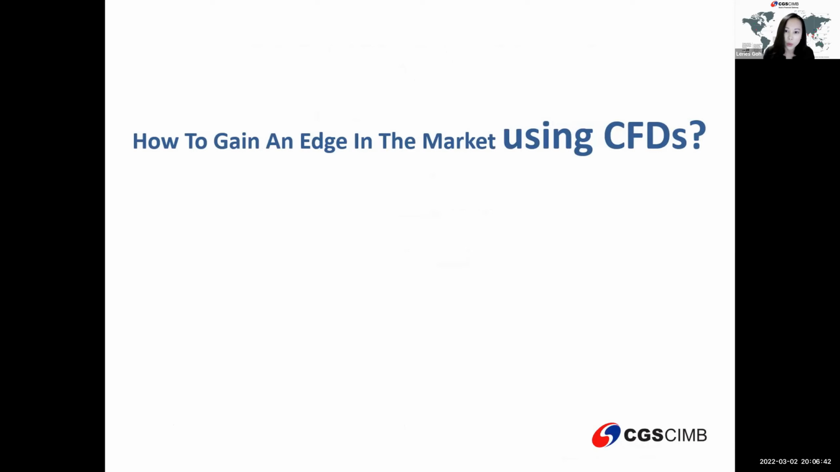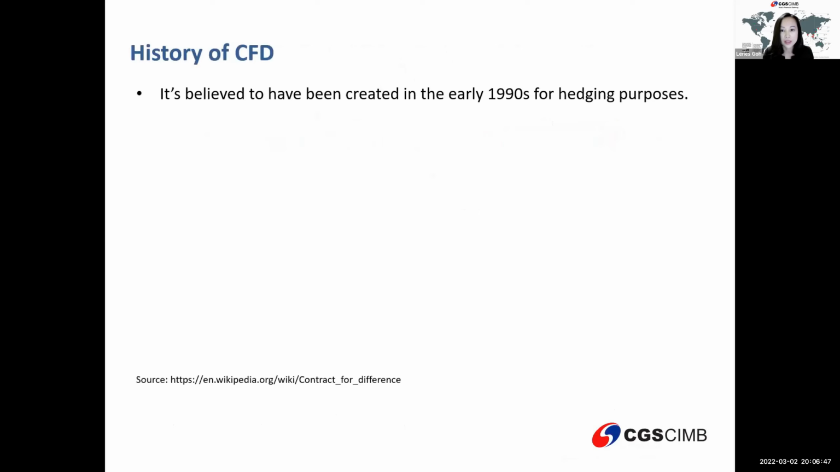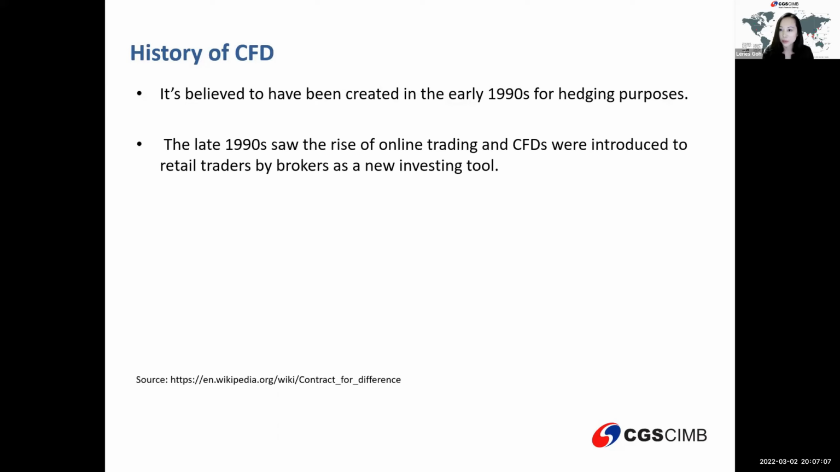But before we go into the different points, I want to elaborate a little bit on the history of CFD first. Like I said, CFD is no stranger to a lot of people. It's been in the market for a long time. In fact, it's believed to have been created in the early 1990s for hedging purposes by institutional investors. They have a large pool of cash positions and exposure in the market, and they need some sort of derivative to hedge the position.